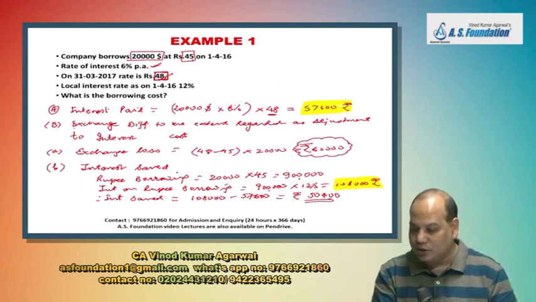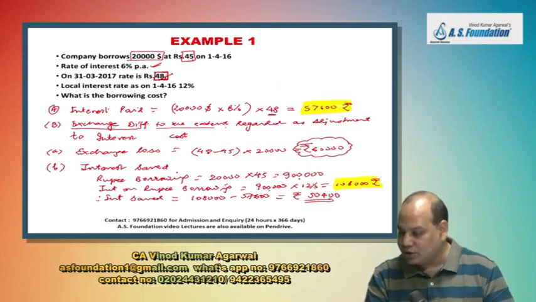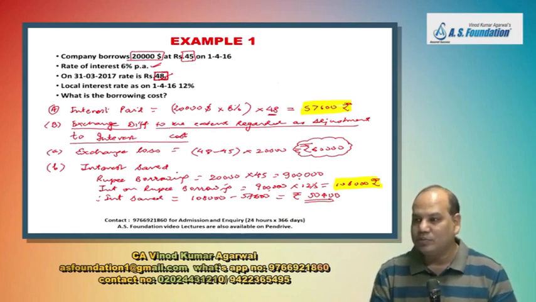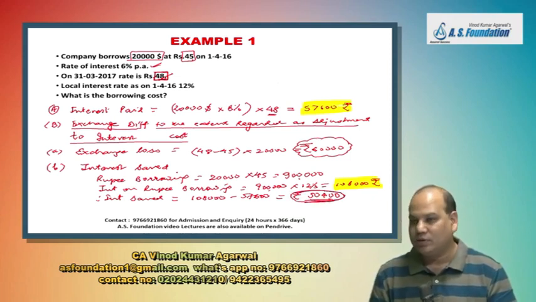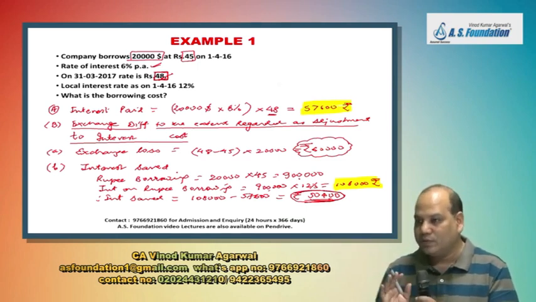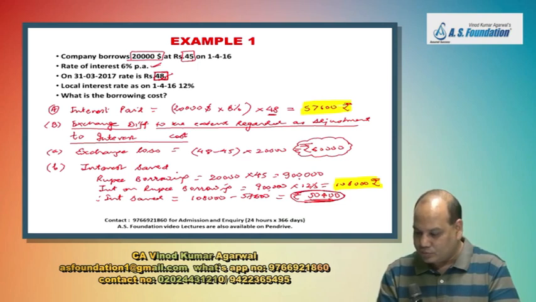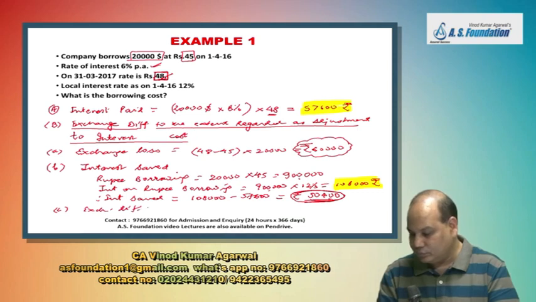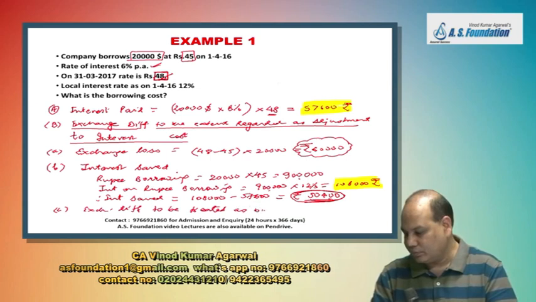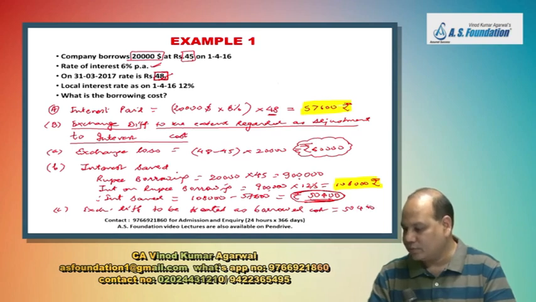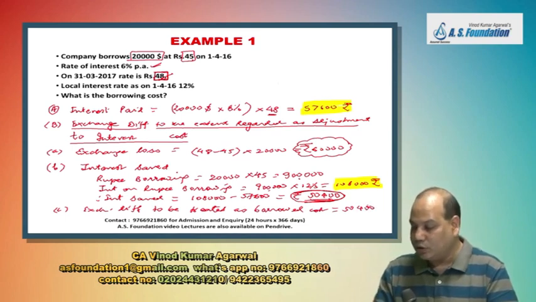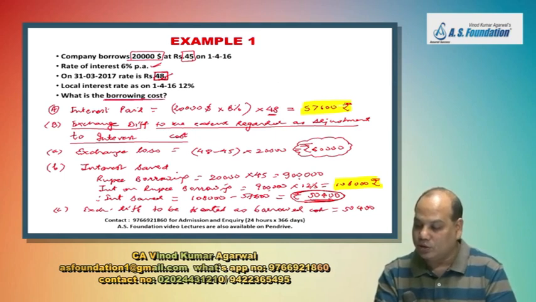So now what the standard says, exchange difference to the extent regarded as adjustment to interest cost. So how much is the exchange difference that will be treated as interest cost? 50,400. Okay. So point number C, exchange difference to be treated as borrowed cost will be 50,400.